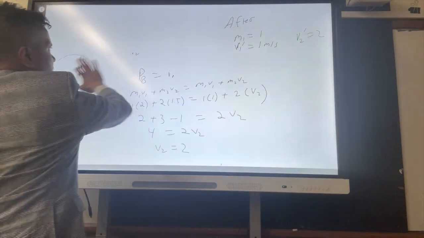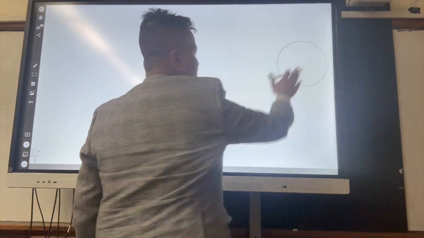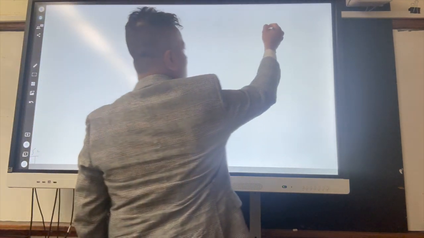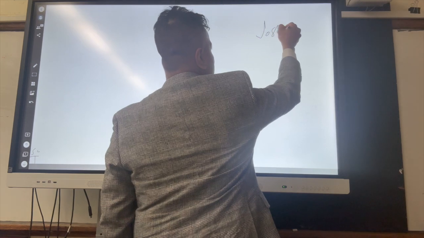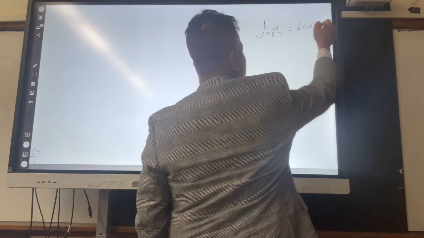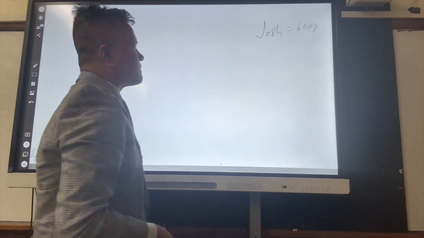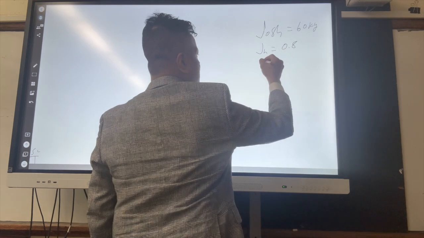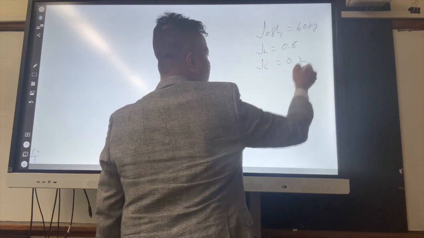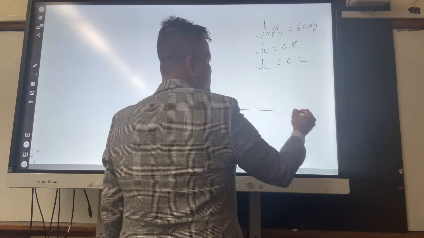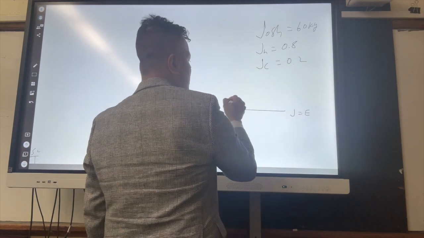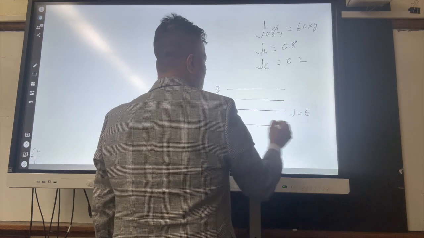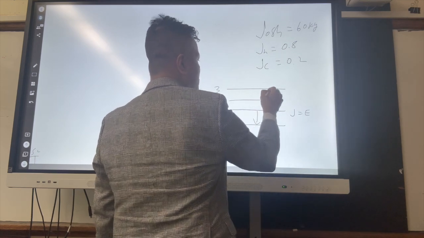Okay, let's go over problem number 4. Josh, the recoil velocity of the Earth. Let's say Josh is 60 kilograms. The jump height is 0.8. Crouch height is 0.2. Location 1, Josh is at rest. Location 2, he is crouching. Location 3, location 4: the Earth moving to location 4, Josh moving to location 3.